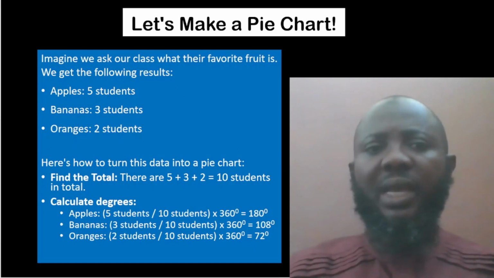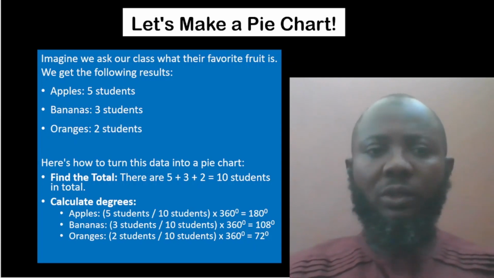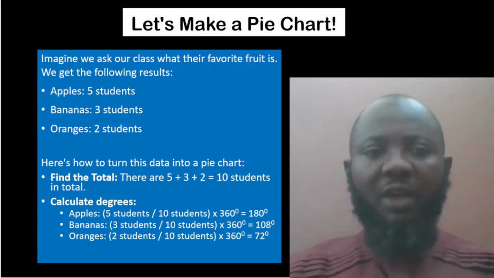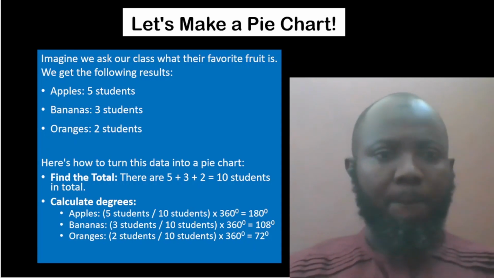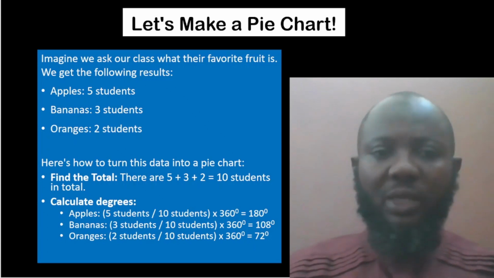Here's how to turn this data into a pie chart. How? The first thing we need to do is to add all the numbers together. That's 5 plus 3 plus 2. That gives us what? A total of 10 students.